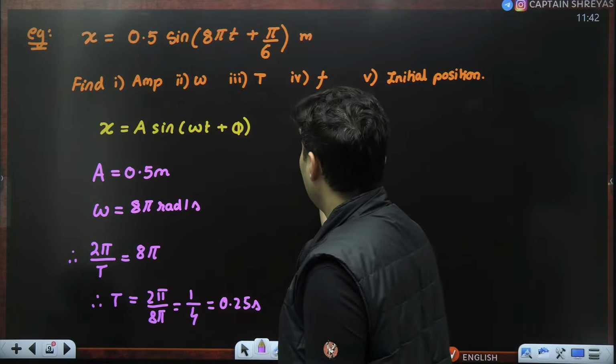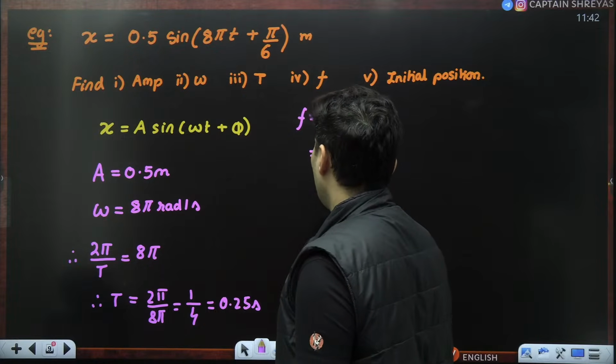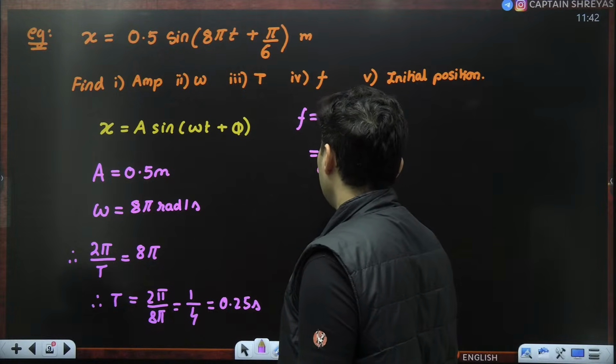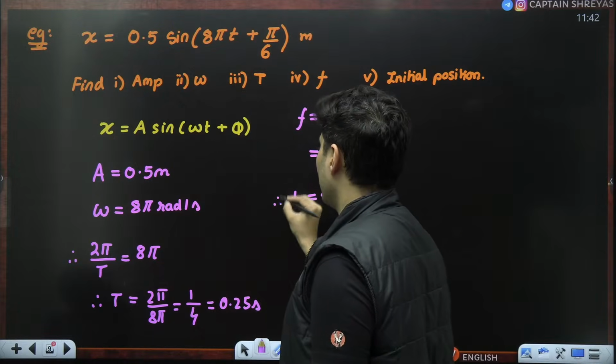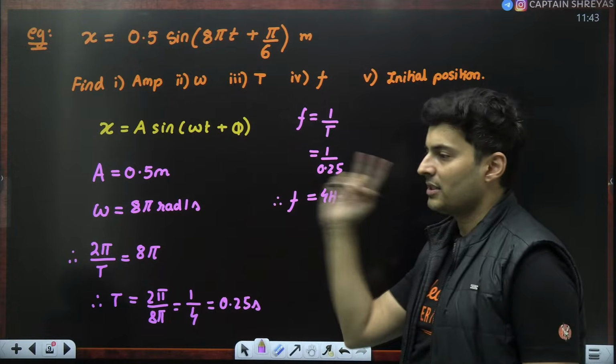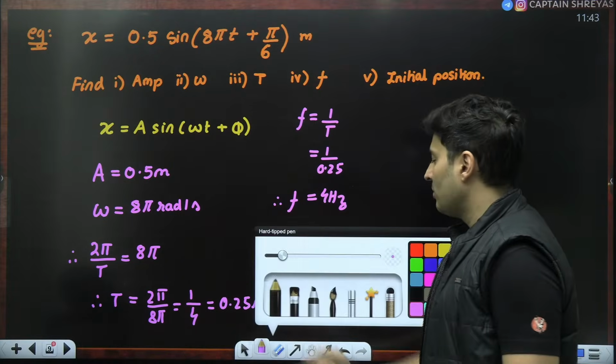Once I get time period, we can also find frequency. Frequency is 1 by time period. So 1 by 0.25, which is basically 4 hertz. So 4 hertz is the frequency, 4 oscillations in 1 second. That is also done. What about initial position?